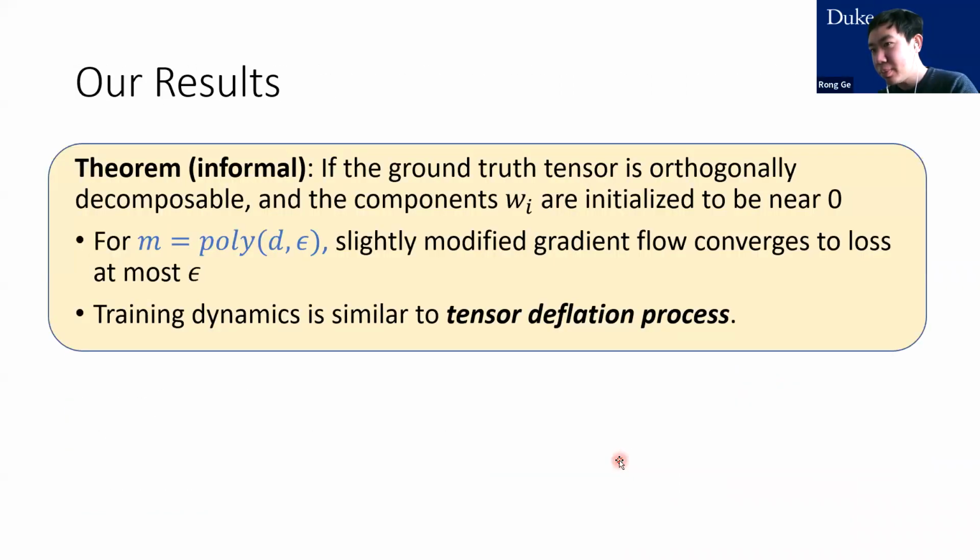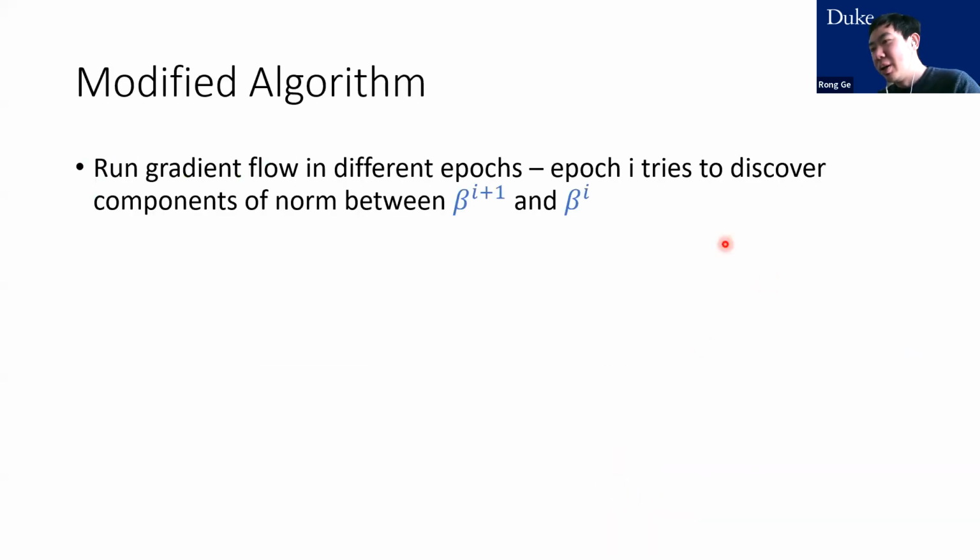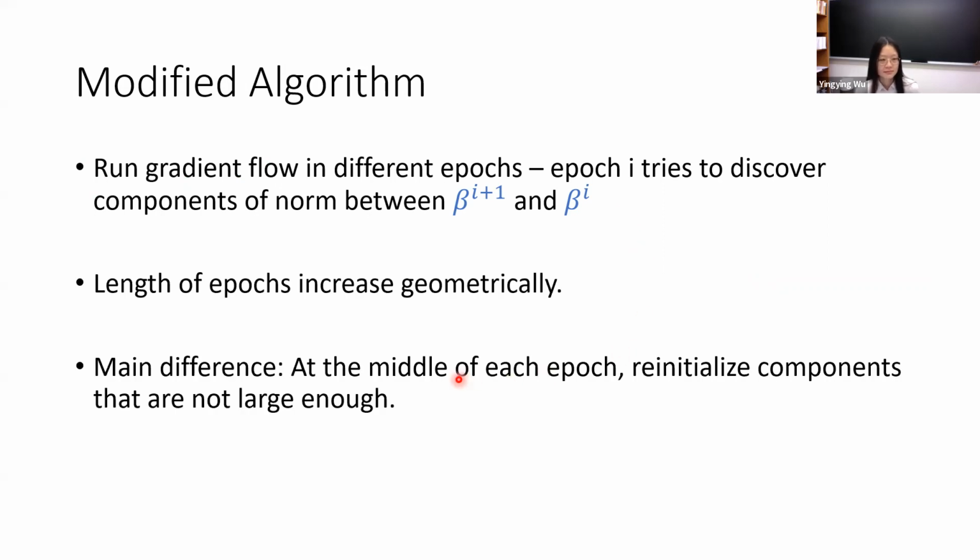Right. So basically, our algorithm is just running gradient flow, but with the catch that in the middle of each epoch, we reinitialize the components that are not large enough. The length of the epochs is basically 1 over beta to the power i, and beta is a number smaller than 1. That's why we say the length increases geometrically. But of course, epochs are not real, it's just for the analysis. We don't do anything at the end of an epoch. What happens in the algorithm is really that in the middle, at exponentially increasing intervals, we do this reinitialization. I see, I see.